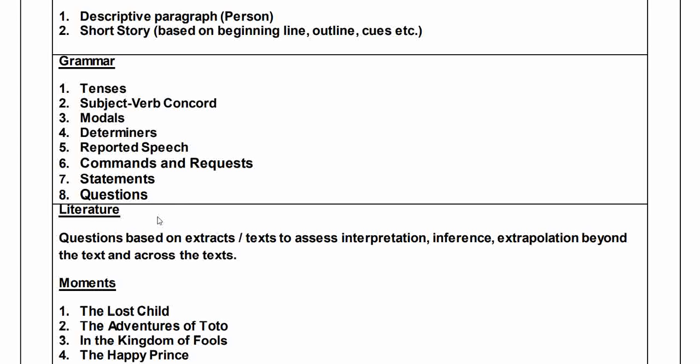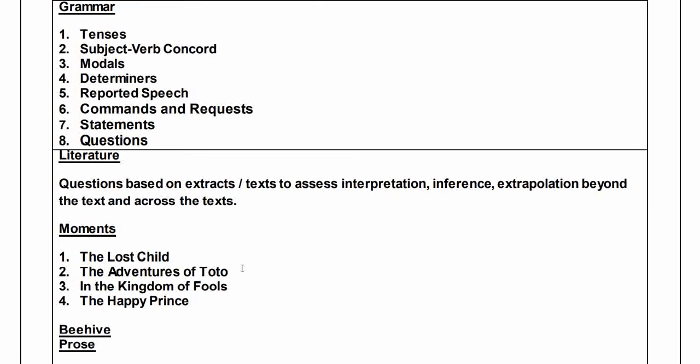Now coming to the literature of grade 9, we have questions based on extracts. That means some paragraphs, some stanzas will be taken from the text, and questions will be asked on that, that is annotation based questions. The text is used to assess interpretation, inference, extrapolation. Extrapolation is also involved in this, beyond the text and across the text. So make a note of the skills tested: interpretation, inference, extrapolation.